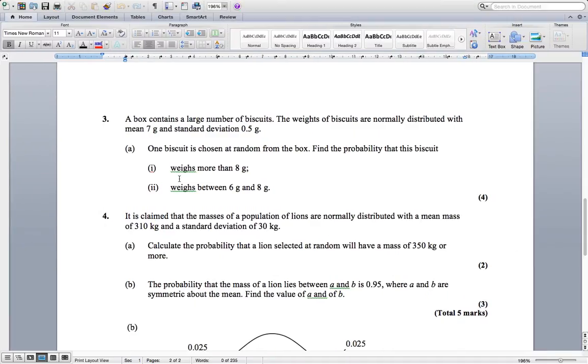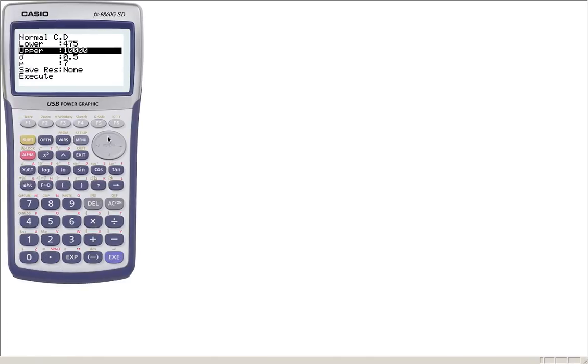Now in this case, one biscuit is chosen at random from the box. Find the probability that the biscuit weighs more than 8 grams. So that means the lower limit will be 8 and upper limit 10,000. So execute. The answer is 0.02275, that is 0.0228, correct to 3 significant figures.